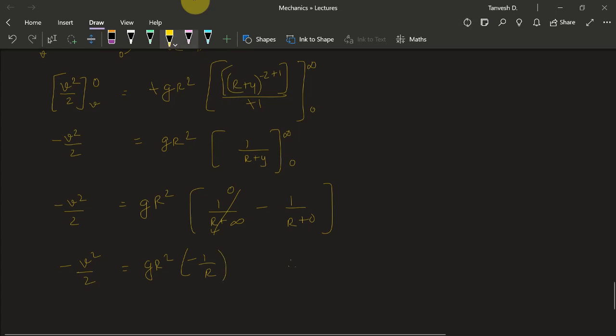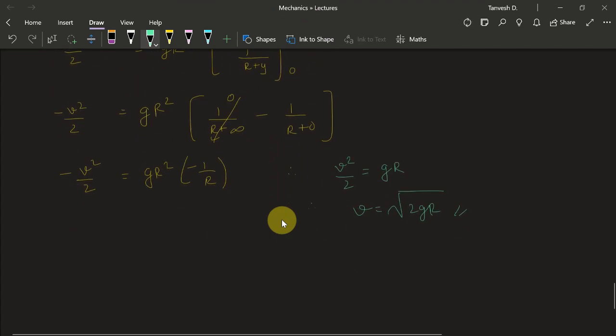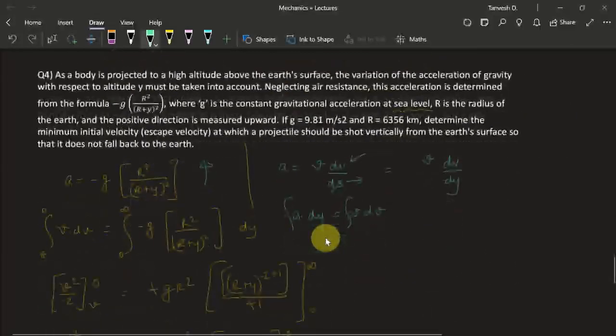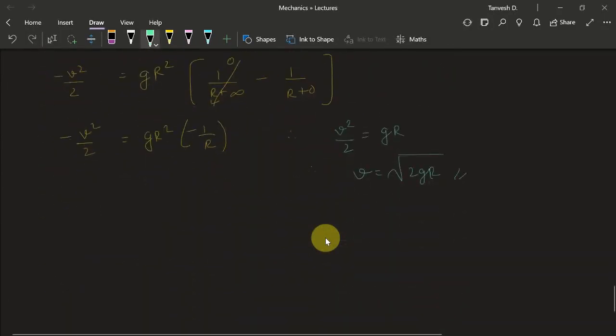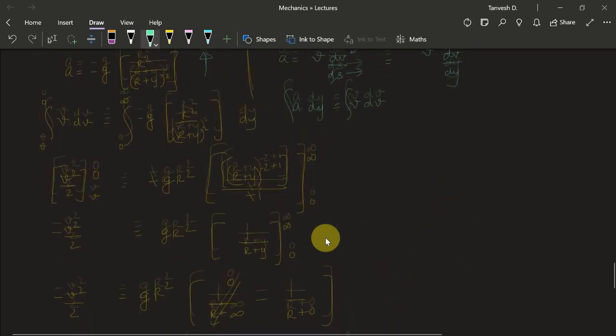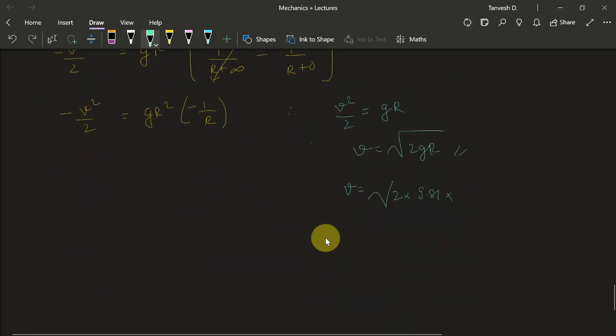So therefore finally we get v square by 2 is equal to g r. Therefore v is equal to root 2 g r. This is the escape velocity that is required for the projectile, right? So g is given, r is given, so okay, we can find it. V is equal to root 2 into 9.81 into r, which is how much? 6356, I think. 6356.